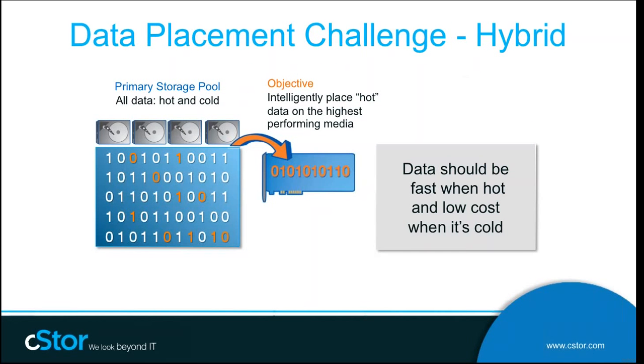So data placement is a challenge in a hybrid array. So now this is specific to hybrids. And what we're hoping for here is that data should be fast when it's hot and low cost when it's cold. I mean, that's the ideal. But there's some logic and algorithms that go along the way to make sure that that actually happens. So you're going to see that there's a lot of work that goes on behind the scenes to make sure that the data is placed in the SSD in a hybrid when it needs to be, and then on the spinning platters when it doesn't need to be.